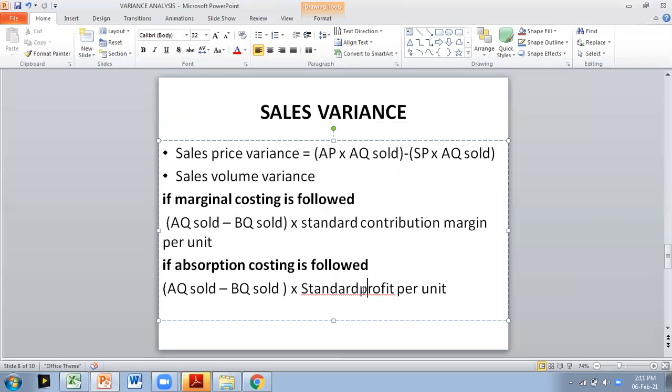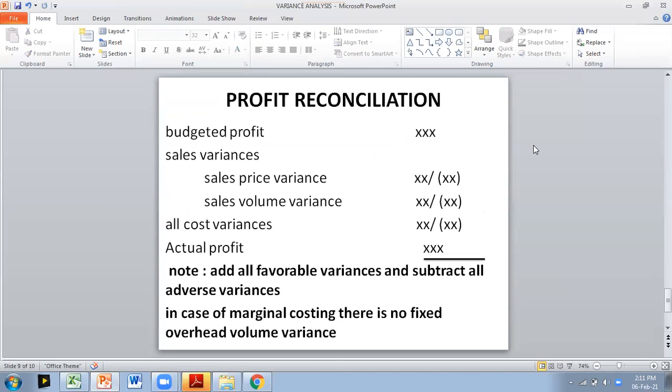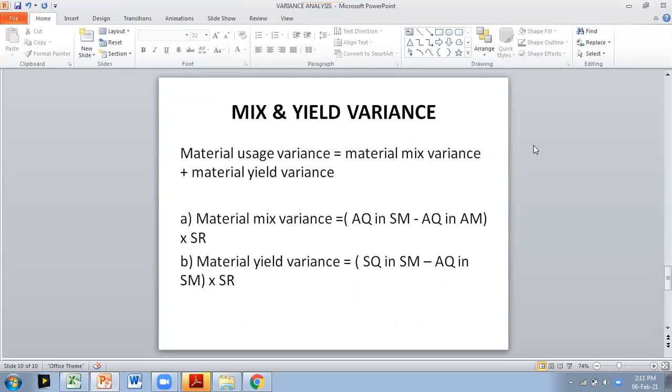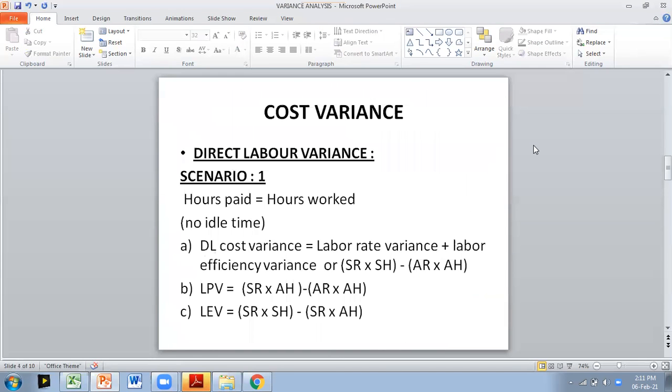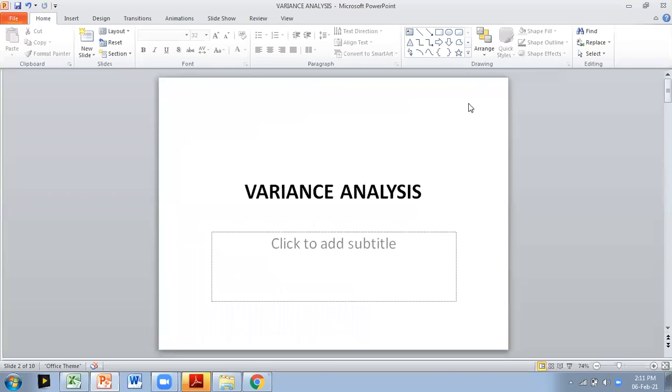But here you have to take contribution margin per unit. For marginal costing, you have to multiply by the contribution. And if absorption costing is used, then you have to multiply by the profit per unit, right? So, we have sales variances.